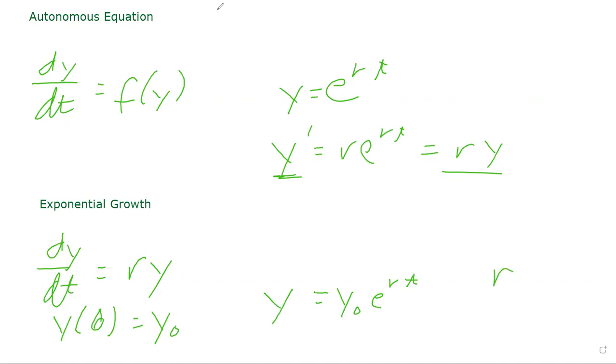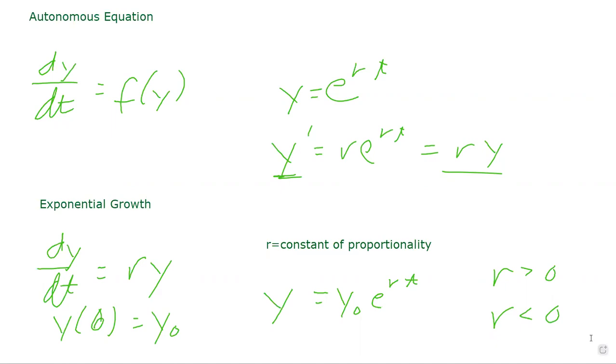And now if our r is greater than 0, that's growth. If our r is less than 0, that is our decay. And r is called the constant of proportionality. So there's our exponential growth.